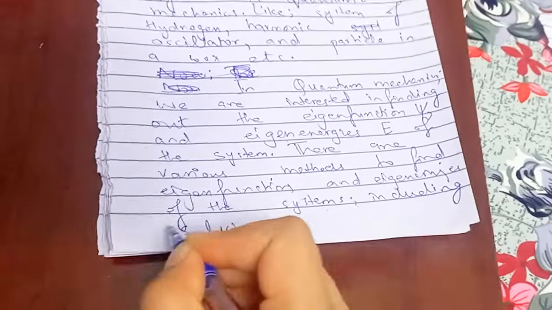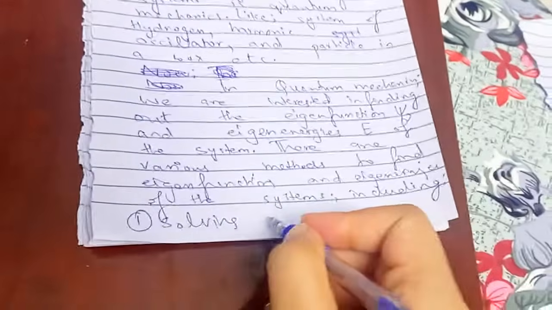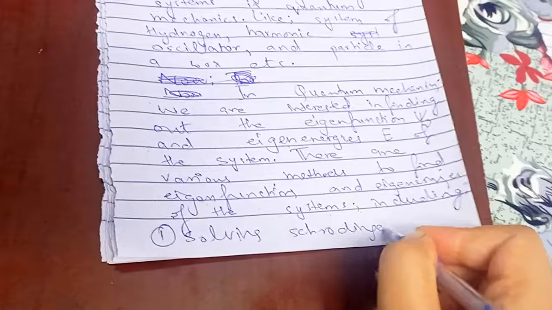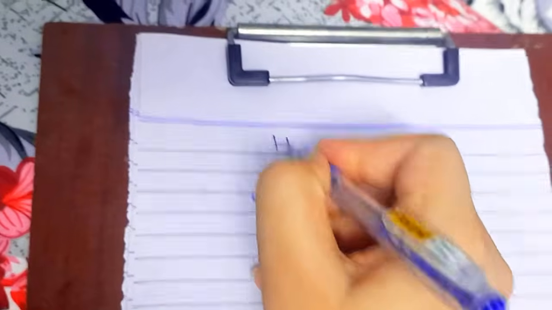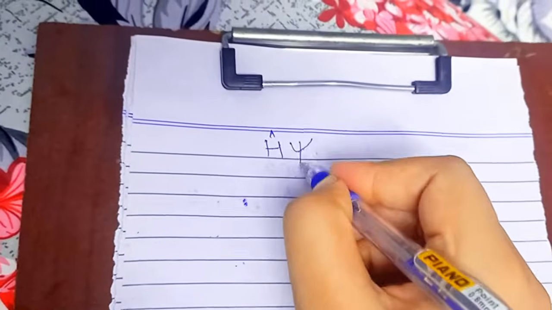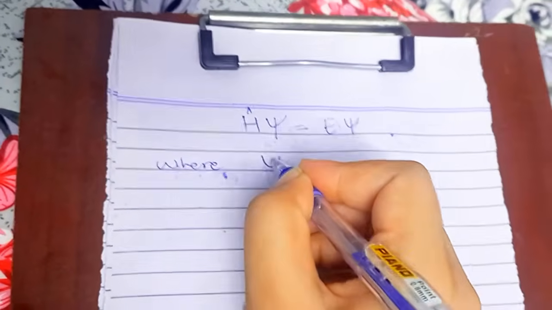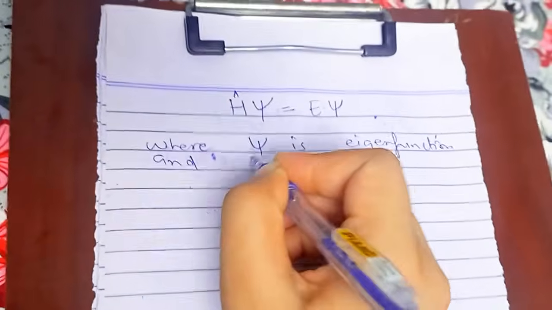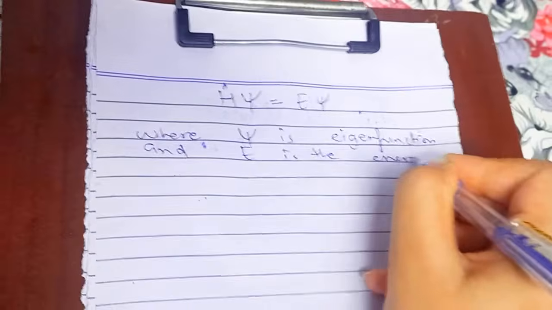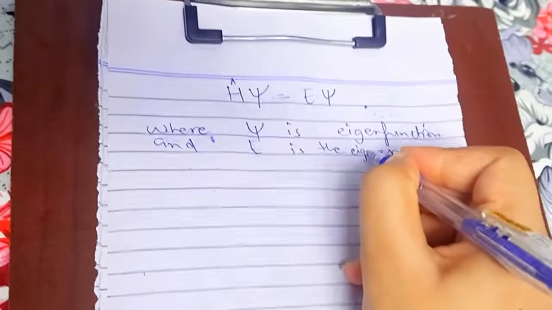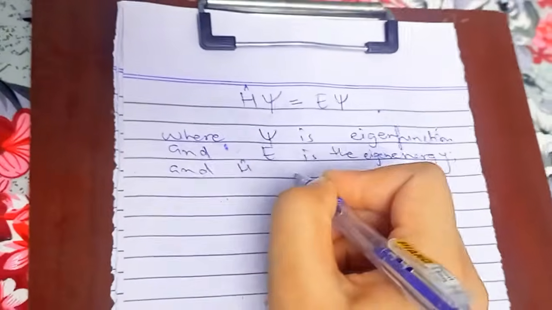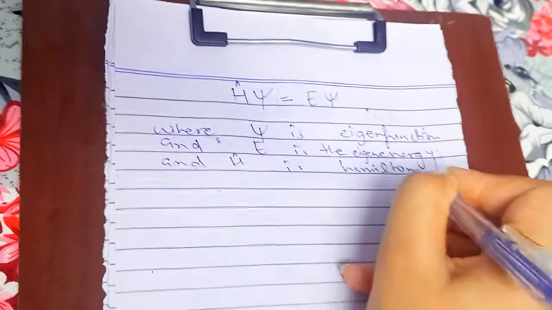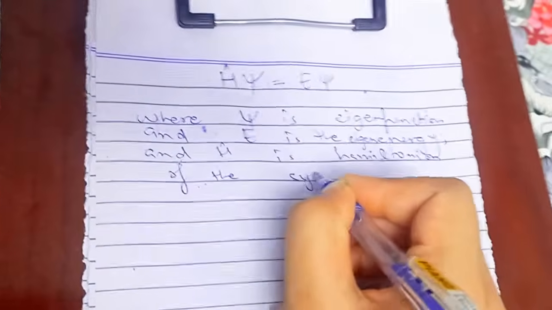Number 1, solving Schrödinger's equation, given by the Hamiltonian operator applied on psi, that gives E times psi, where psi is the eigenfunction, E is the energy or eigenenergy, and H is the Hamiltonian of the system under study.